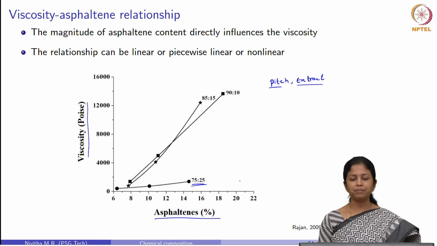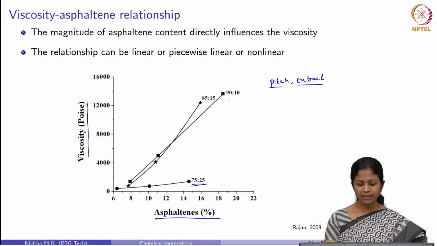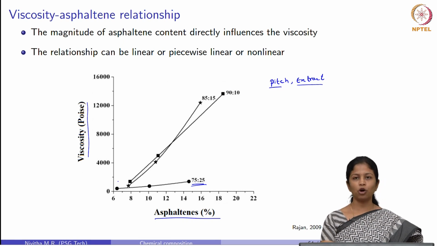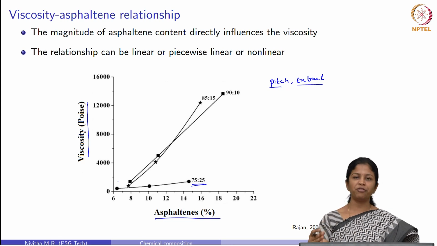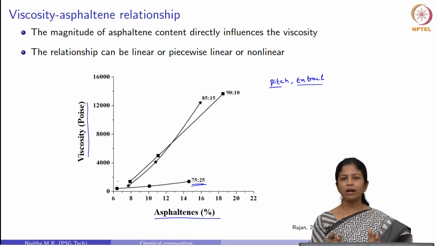Sometimes people have observed that this linearity can be piecewise linear, which means that it can have one particular slope up to a specific concentration of asphaltene and a different slope for another range of concentration of asphaltene. But this viscosity and asphaltene relation was strongly established.